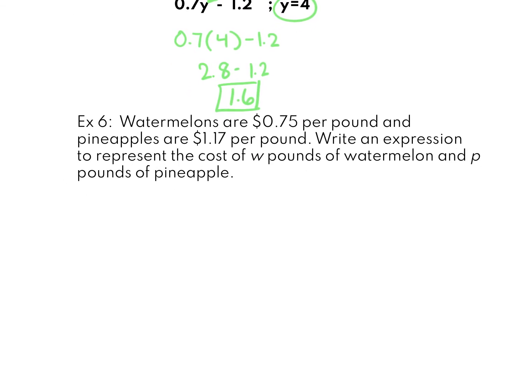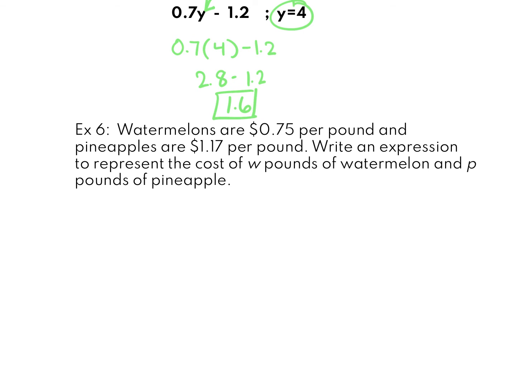The last problem, watermelons are 75 cents per pound and pineapples are $1.17 per pound. Write an expression to represent the cost of W pounds of watermelon. So this is going to be my watermelon. And P pounds of pineapple. So I know that watermelon is 75 cents per pound, so 75 cents times W pounds plus $1.17 times P pounds, and that's going to be my expression right there.